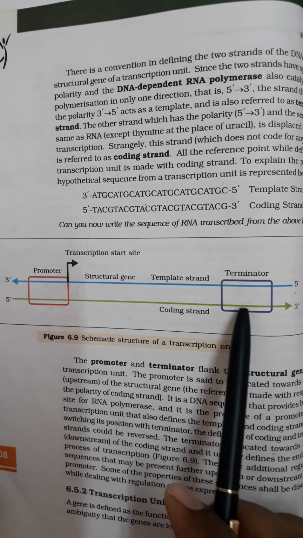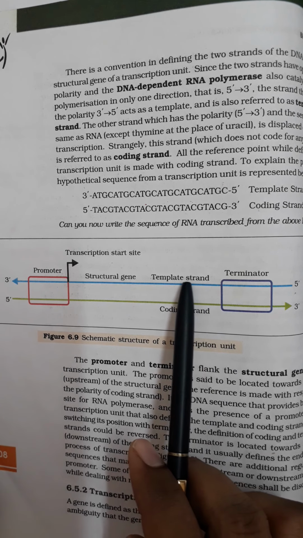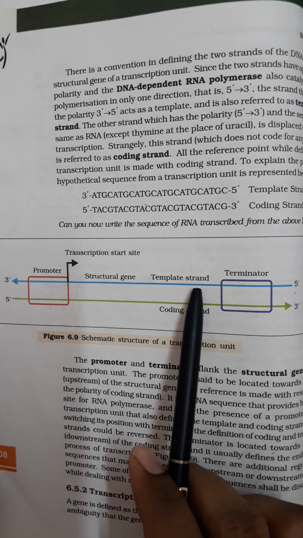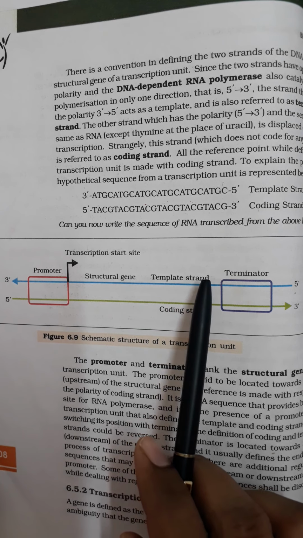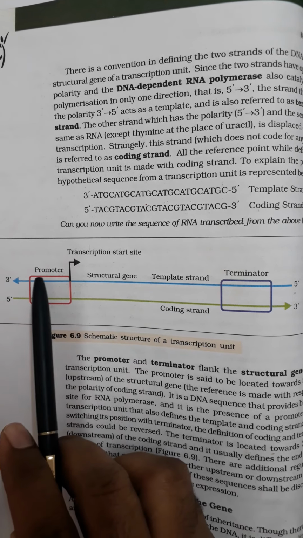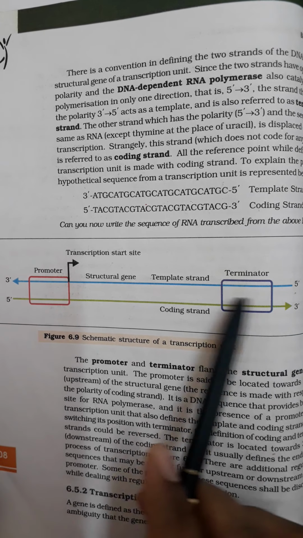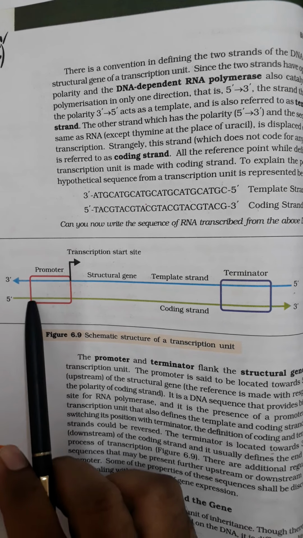What is the polarity of the template strand? Which strand is involved in the synthesis of RNA? Among these two strands, the template strand is involved in the synthesis of RNA, not the coding strand. The template strand polarity is 3' to 5'. The coding strand polarity is 5' to 3'.